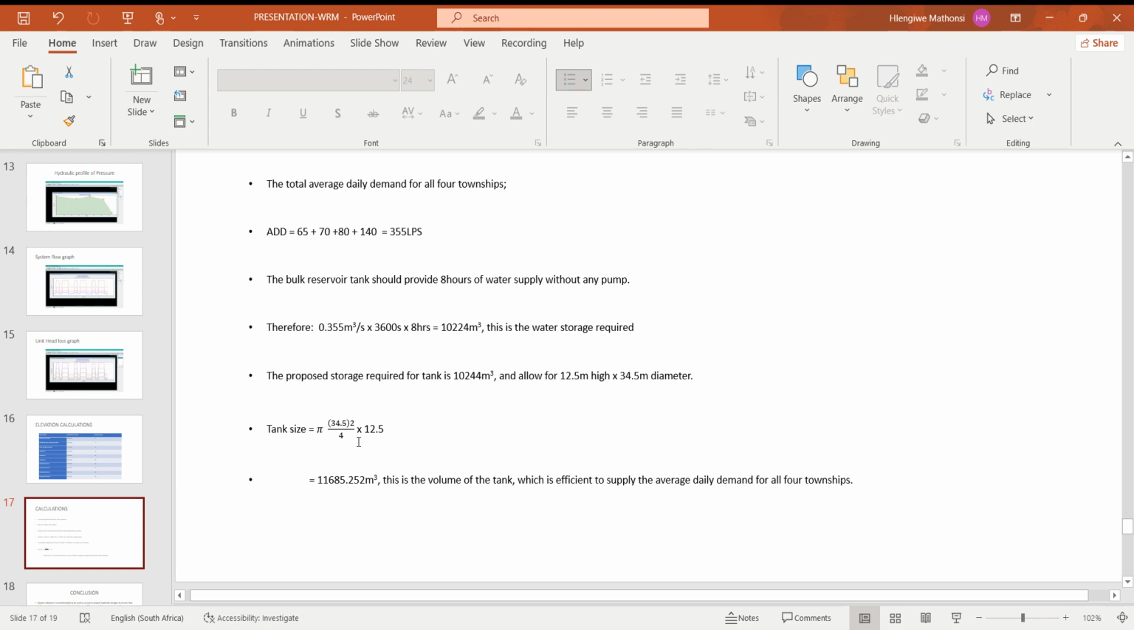So the tank size was 11,685.252 meters cubed. This is the volume of the tank, which is sufficient to supply the average daily demand for all four townships, which would have been supplied by 102,024 meters cubed. Therefore, all the townships will be guaranteed to get enough water and there will be no shortages.